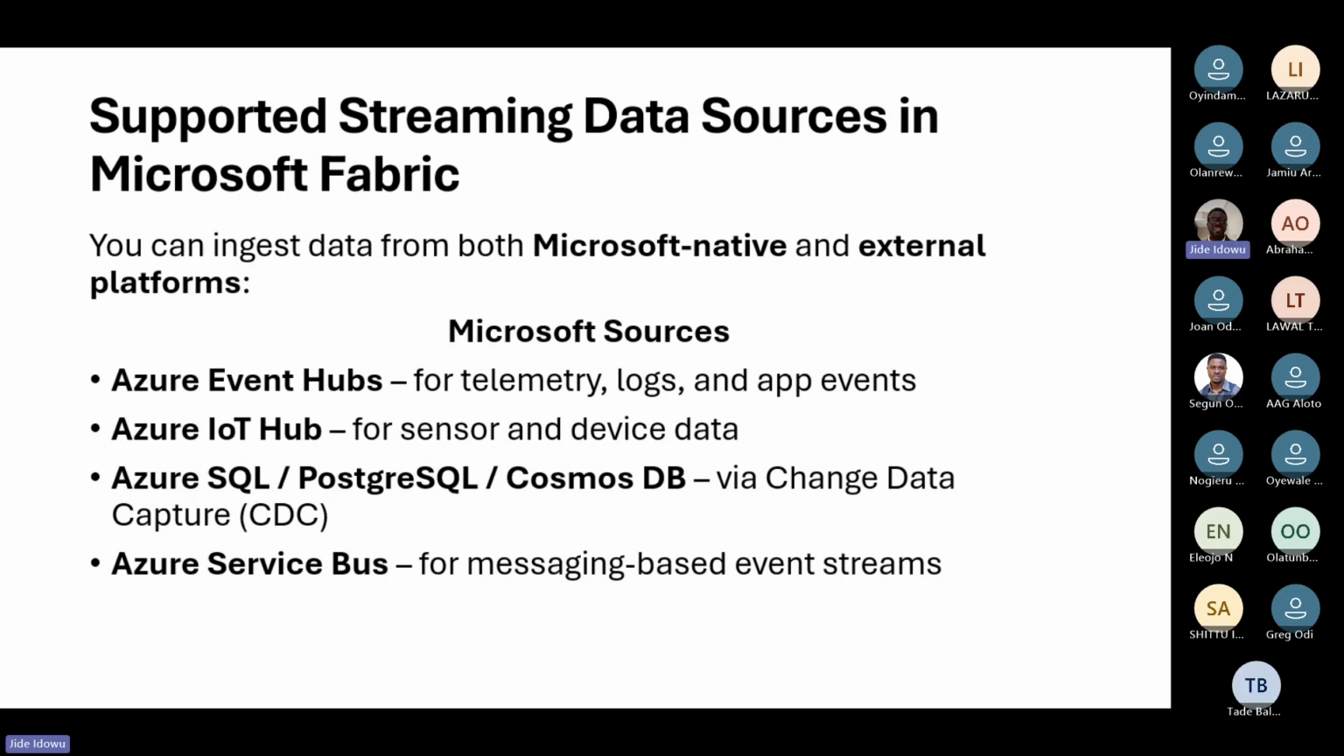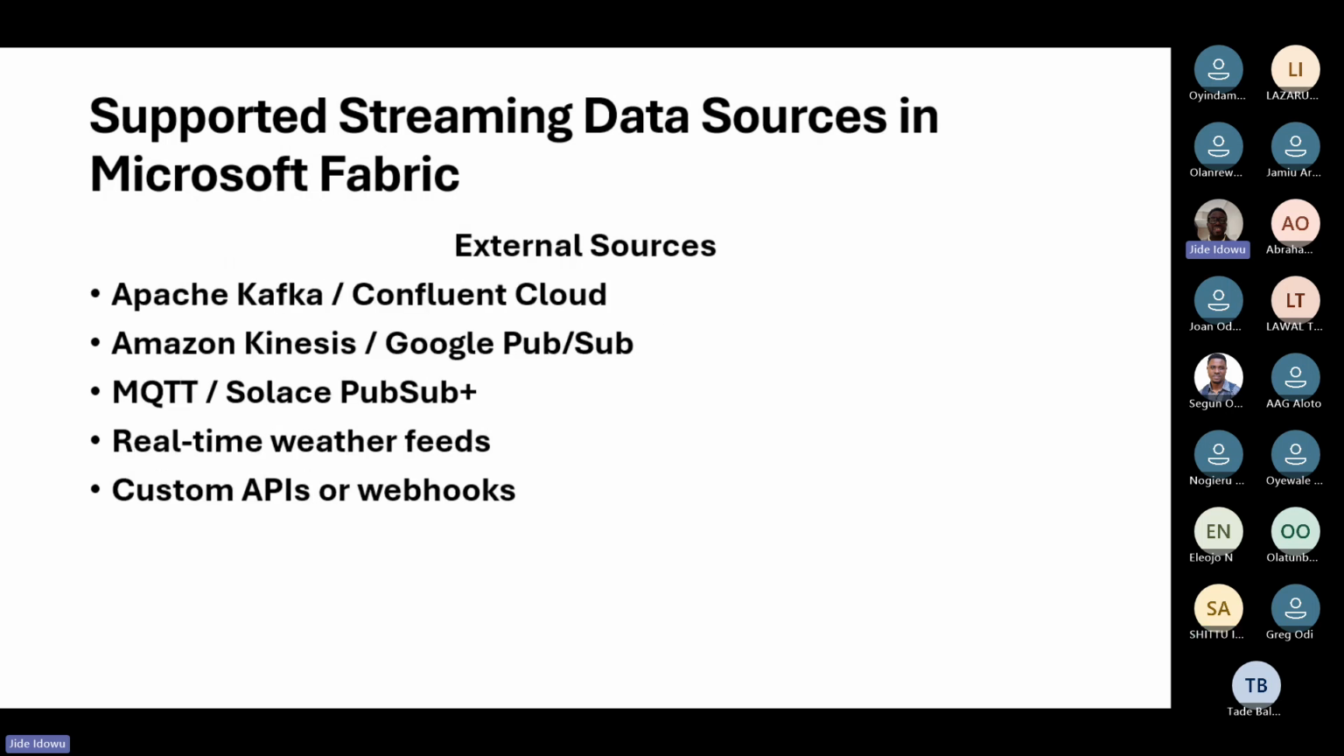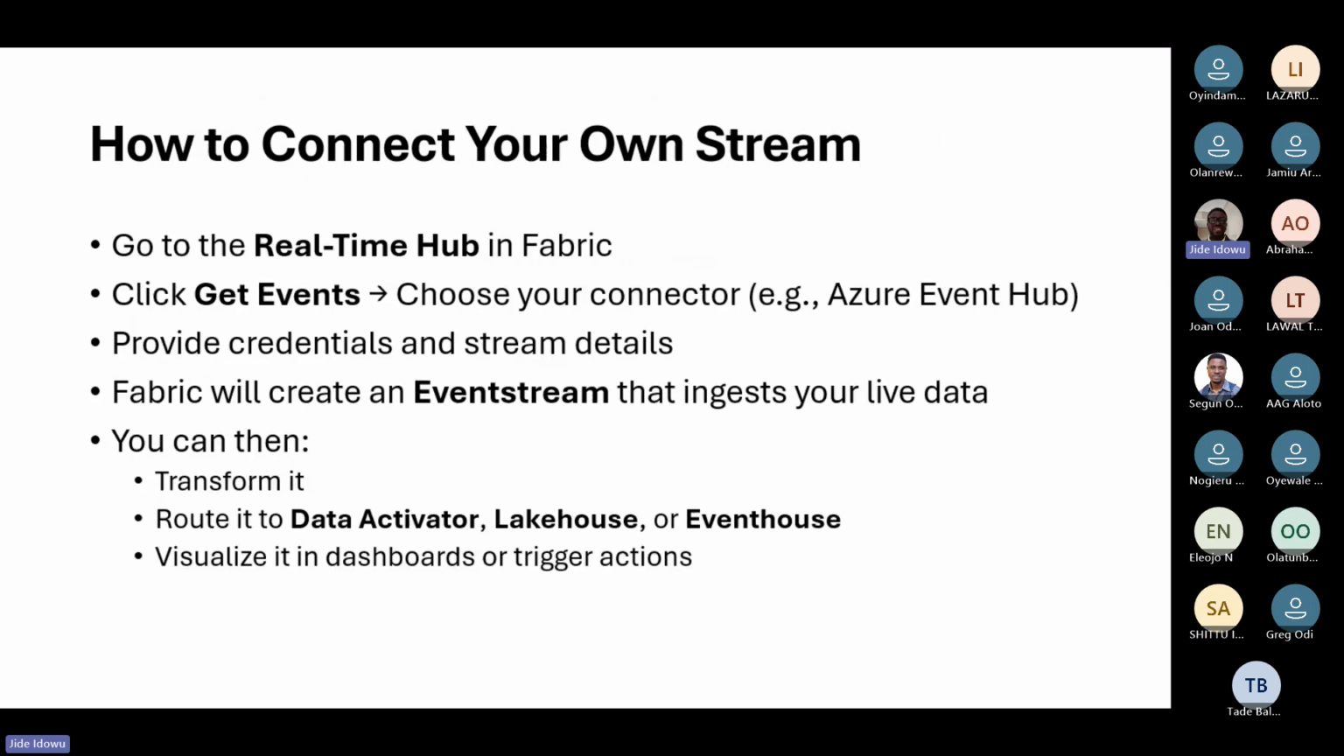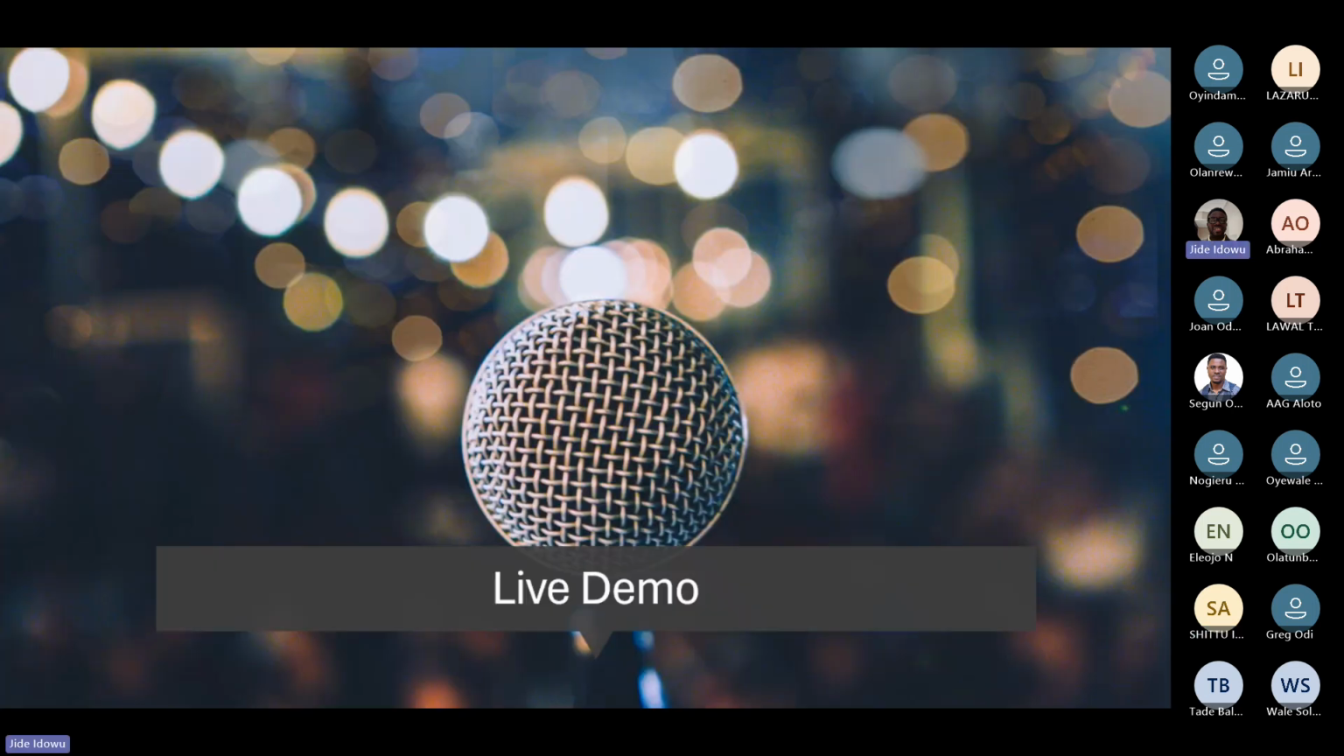Thank you. Yes, sir. Then these are external sources where we can get data from. Then how to connect your own stream: you go to Real-Time Hub. You see it when we get started and you want to create an Eventhouse. Then you transform, then you put it in a destination, then you want to also visualize. So this sums up everything. And then we get started.